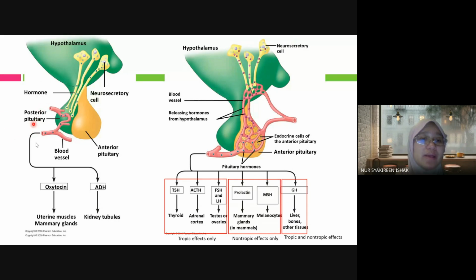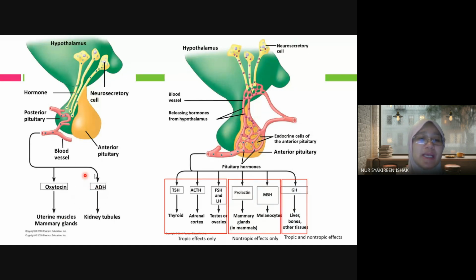For the posterior, it only involves these two hormones. Senang je nak ingat. Ada dua je hormone. By the posterior, oxytocin and ADH. Oxytocin travels into your blood circulation. It reaches, for example, the mammary gland, to cause ejection of milk. If oxytocin affects the uterus, it causes the uterus to contract during childbirth.